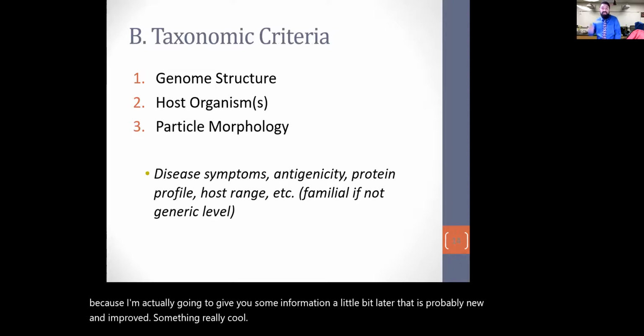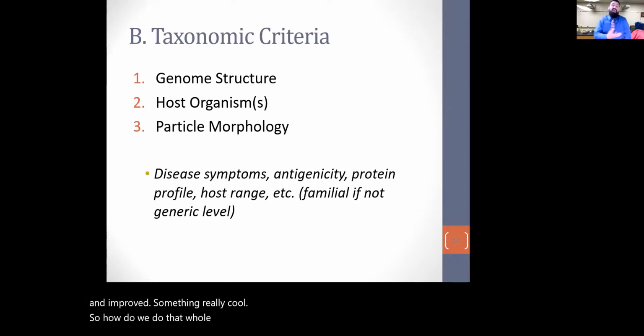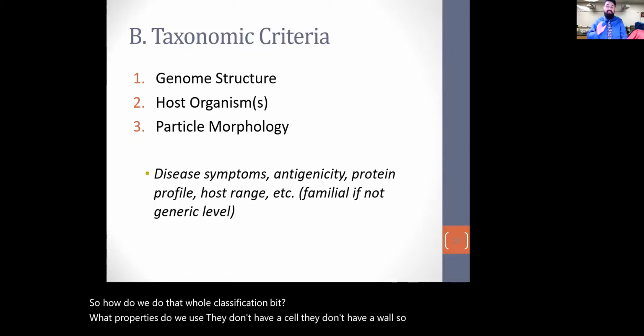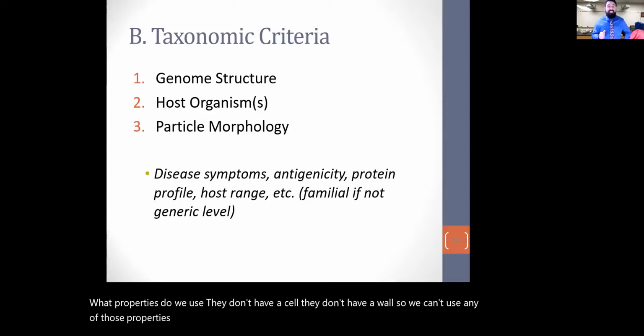So how do we do that whole classification bit? What properties do we use? Well, they don't have a cell, they don't have a wall, so we can't use any of those properties. But what we can use in this case is their genome, their nucleic acid. That's the number one way, and I'll get into that one next.